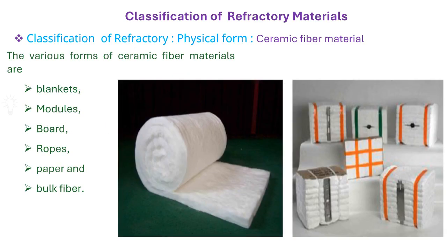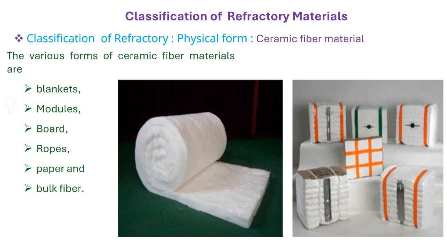Ceramic fibers are manufactured in different forms to suit a wide range of applications. Let's go through the main ones. Blankets are flexible sheets of compressed ceramic fiber. These can be wrapped around furnace components, making them perfect for covering complex shapes or used as backup insulation. Modules are rigid, preformed blocks designed to fit specific furnace geometries. They make installation faster and ensure consistent performance.